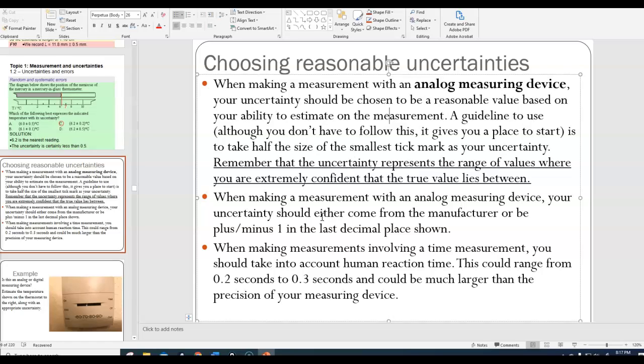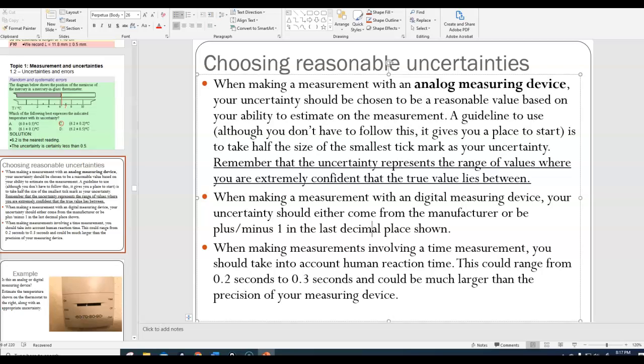Okay, so when making a measurement with a digital measuring device, your uncertainty should either come from the manufacturer or be plus or minus 1 in the last decimal place shown. (Earlier I said analog, but that was a mistake; this should be digital.) Some sensors or pieces of digital equipment that you can buy actually tell you the uncertainty within the instructions themselves. Now, if you don't have that information and you can't find it on the internet somewhere, then a safe rule of thumb is always to assume plus or minus 1 in the last decimal place shown.